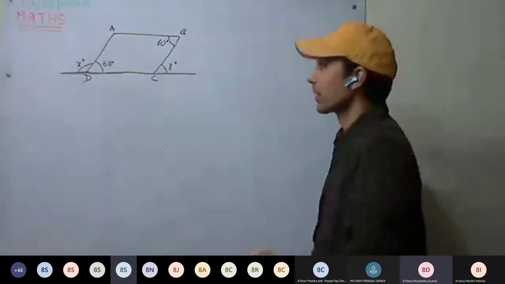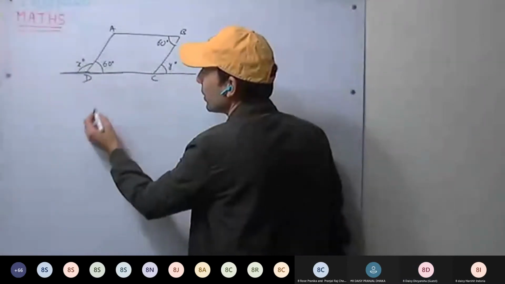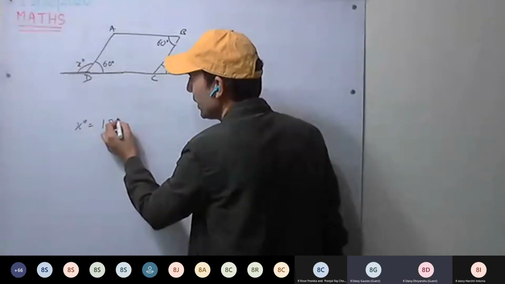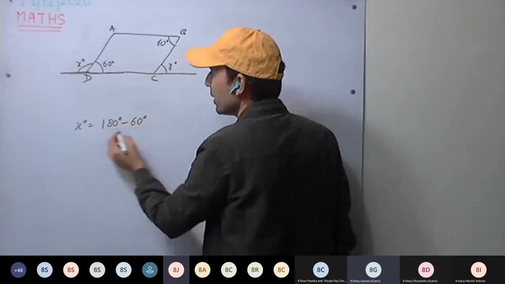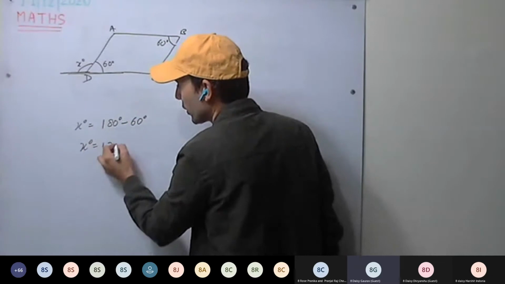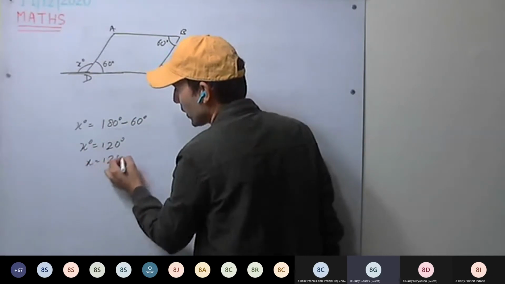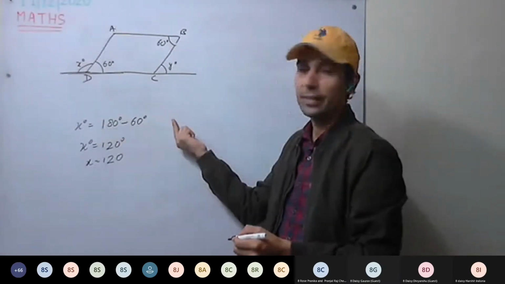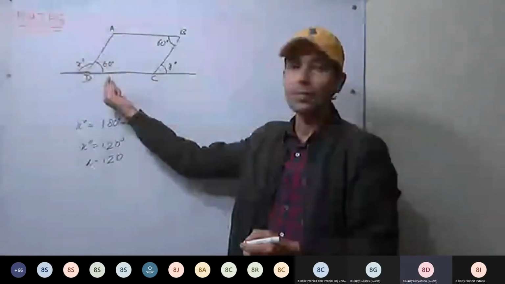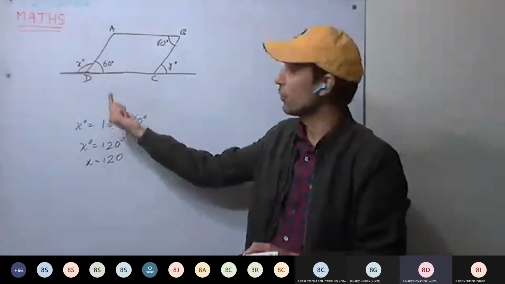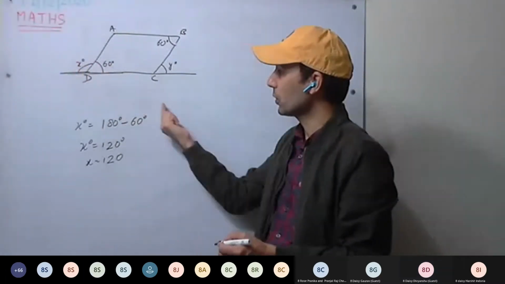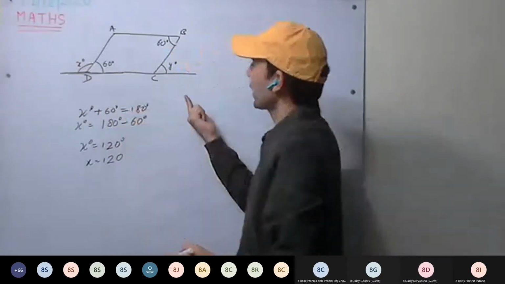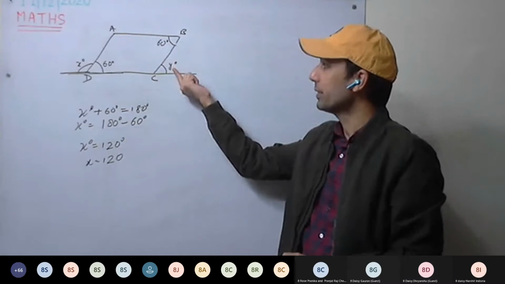180 minus 60. So x degree equals how much? 180 minus 60 is 120. x equals 120 degrees. And what is the reason that x equals 180 degree minus 60 degree? Angle on a line is 180 degree. Therefore, x degree plus 60 degree equals 180 degree.